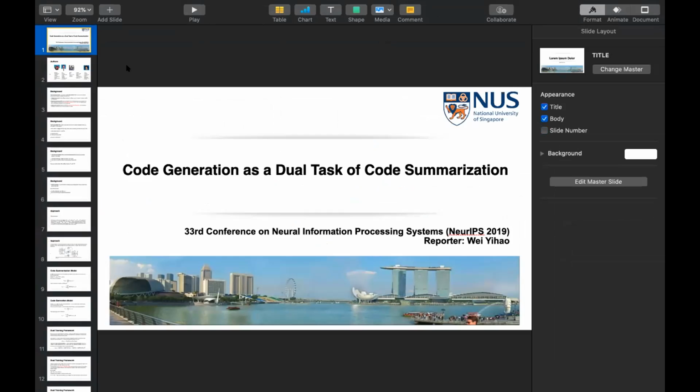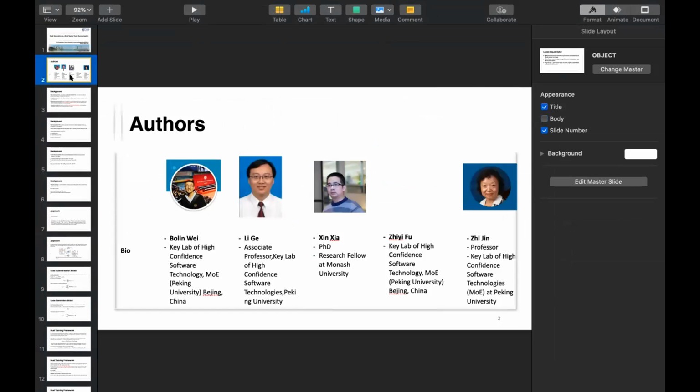Okay. So the paper I'm going to present today is called Code Generation as a Dual Task of Code Summarization. It was published at the 33rd Conference on NeurIPS in 2019. And the authors of this paper are again our old friends from Peking University and Monash University.